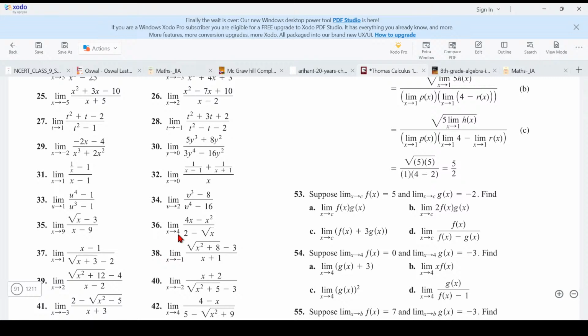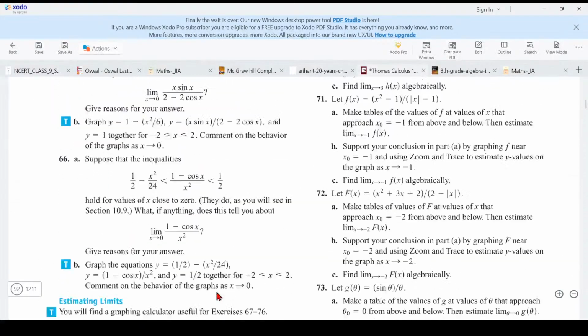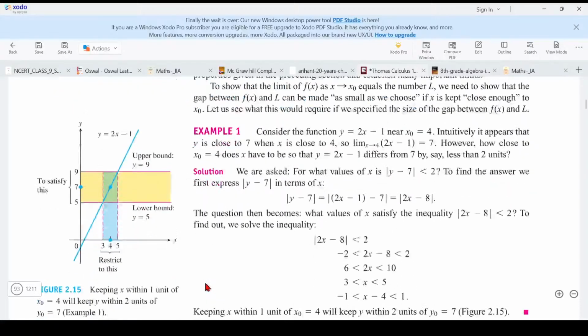Here we are not using the L'Hopital rule. You know the L'Hopital rule, no? Differentiate the numerator and denominator. We have not used that yet. We are just using basic algebraic manipulations. We have not even used the sine theta by theta kind of thing. So try to do these algebraic manipulations.